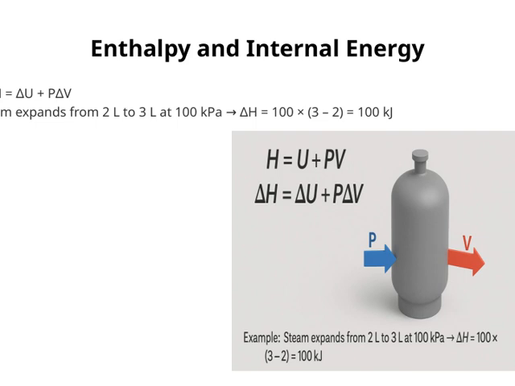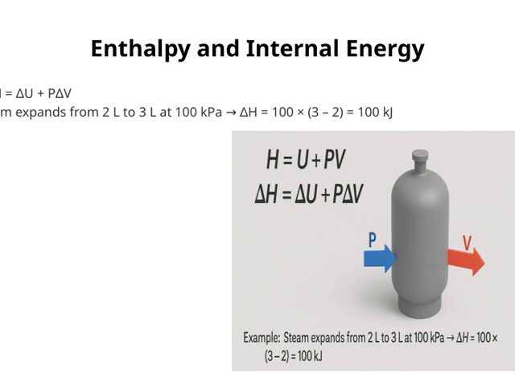To make this clearer, consider an example. Imagine steam expanding from a volume of 2 liters to 3 liters at a pressure of 100 kilopascals. The change in enthalpy, ΔH in this case, would be 100 kilopascals multiplied by the change in volume, which is 1 liter or 1 cubic decimeter. So that's 100 times 1, resulting in 100 kilojoules. This example highlights how we can quantify energy changes during processes like expansion. Understanding these relationships helps us analyze energy transfer in thermodynamic systems, which is fundamental to our overall discussion of energy efficiency and system performance.